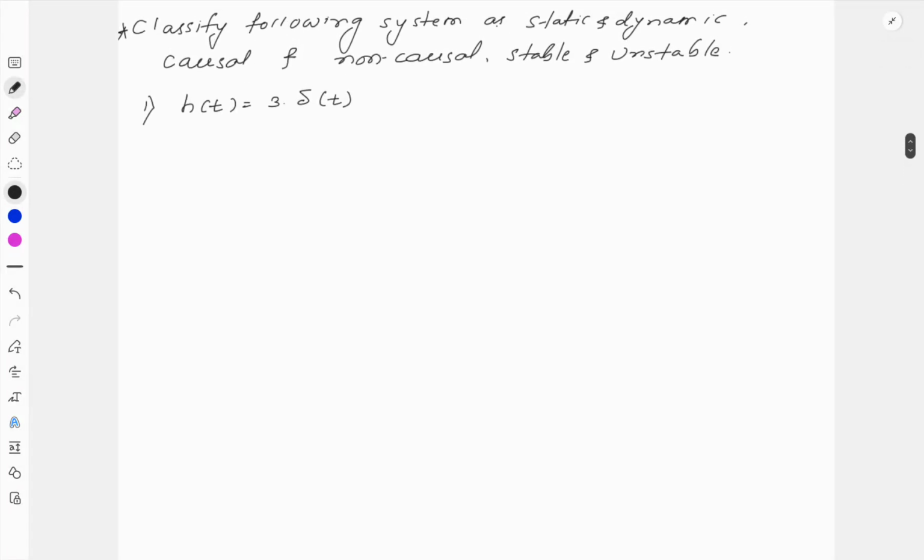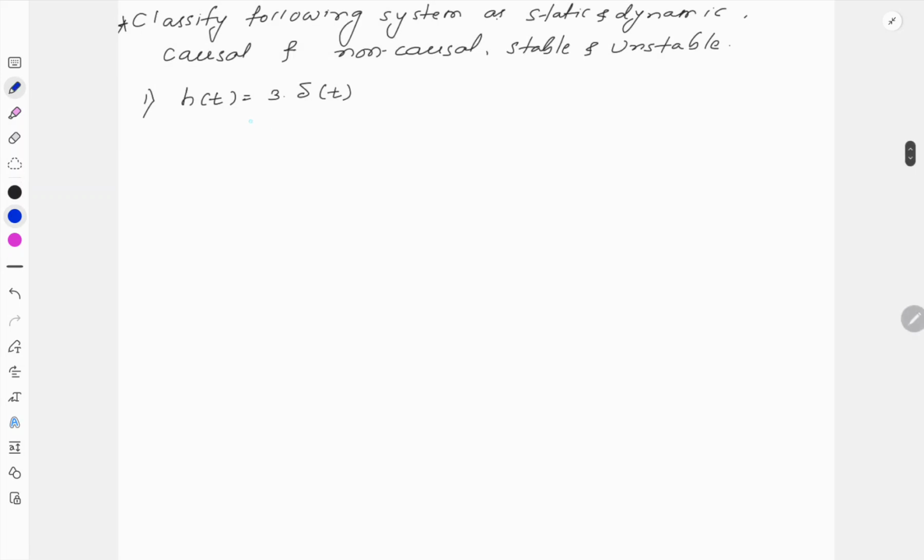Hello friends, in this video we are going to see an example on classification of a system in terms of impulse response. Consider a system given with impulse response h of t equal to 3 into delta t. So first we need to classify the system whether it is static or dynamic.